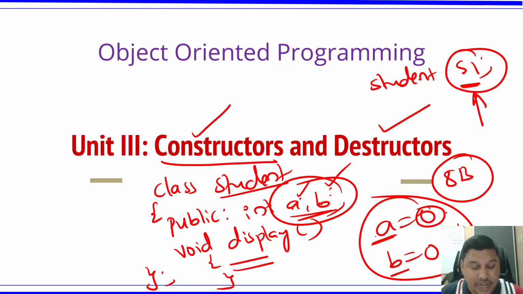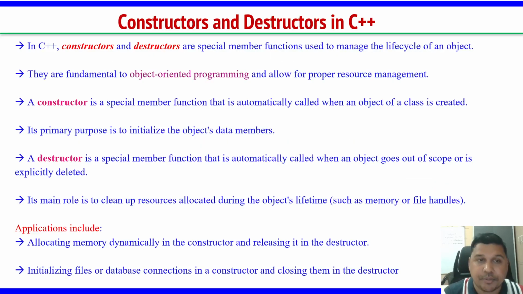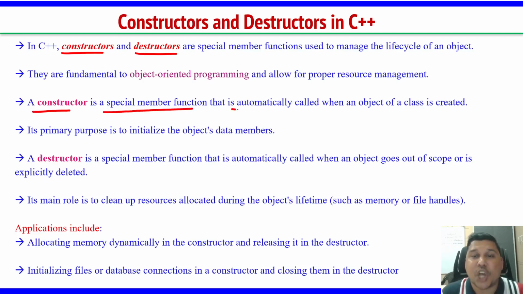So let's explore this theoretically. Constructors and destructors are special member functions used to manage the life cycle of an object. A constructor is a special member function that is automatically called when an object of a class is created. It's a kind of default function. As soon as you create an object, that function will be invoked.